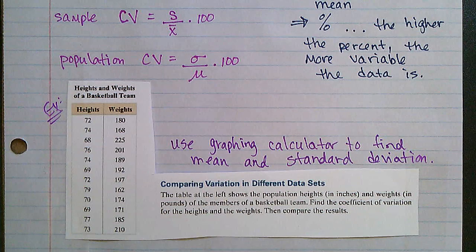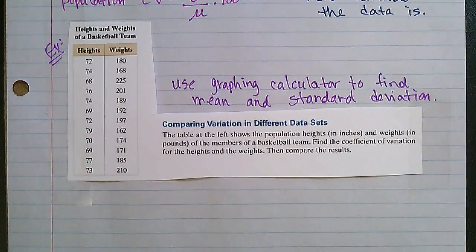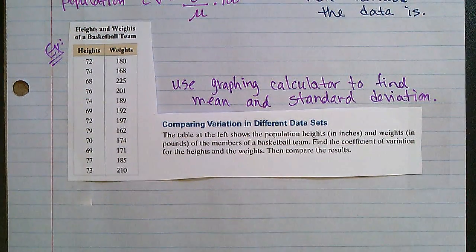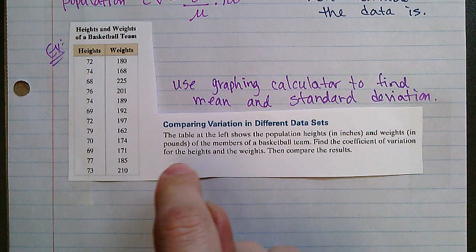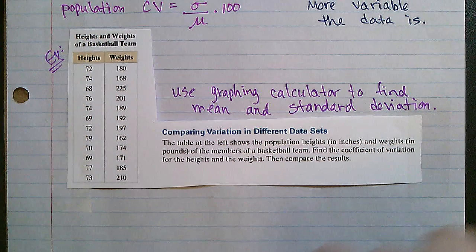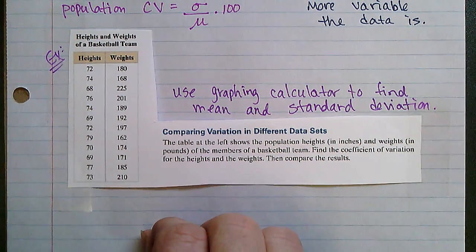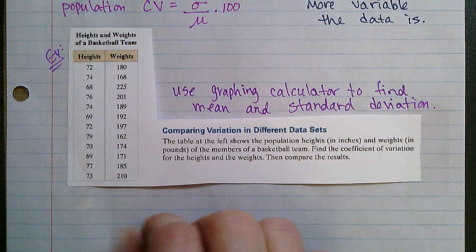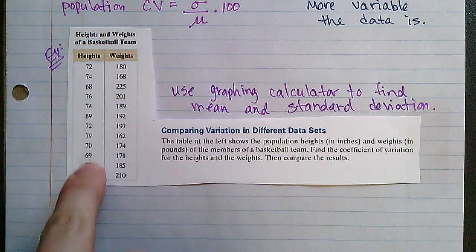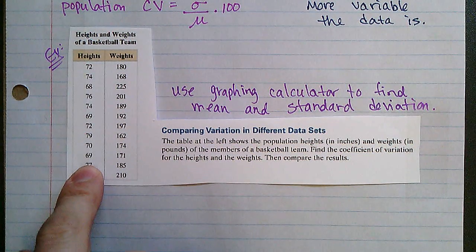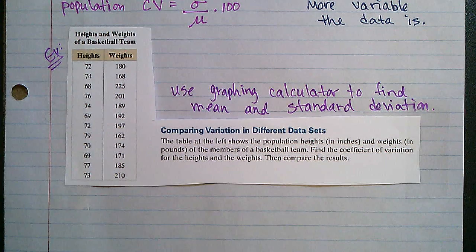So the example that we're going to do is comparing heights and weights of a basketball team. Heights are obviously measured in inches. Weights are measured in pounds. Since we've already used the tables to do means and standard deviations, I'm going to let us use our graphing calculator to find that. So go ahead and put all of this data for heights in L1 and the data for weights in L2, and then we will use the graphing calculator to find the mean and standard deviation and go from there.